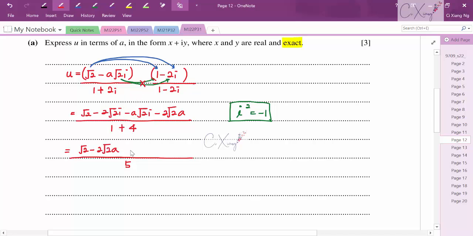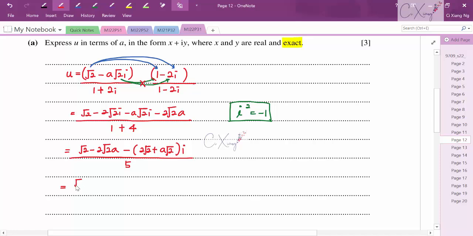And for this term, I will take out the negative and also the i. And what I will have here is 2 square root 2 plus a square root 2 i. Okay, so if I separate it into the real part and the imaginary part, what I will have here will be something like this.